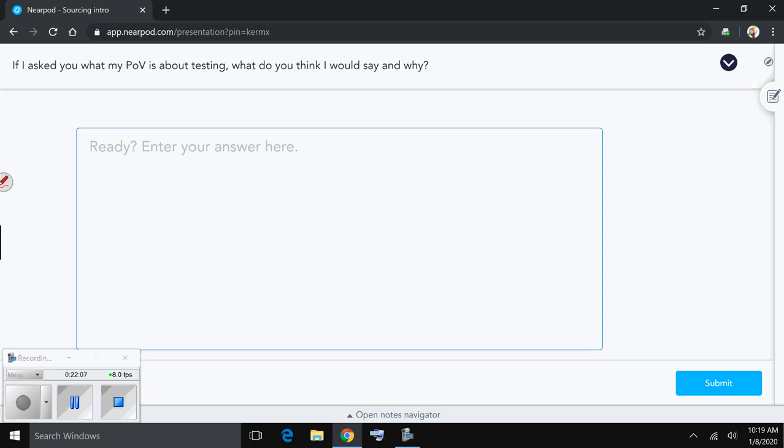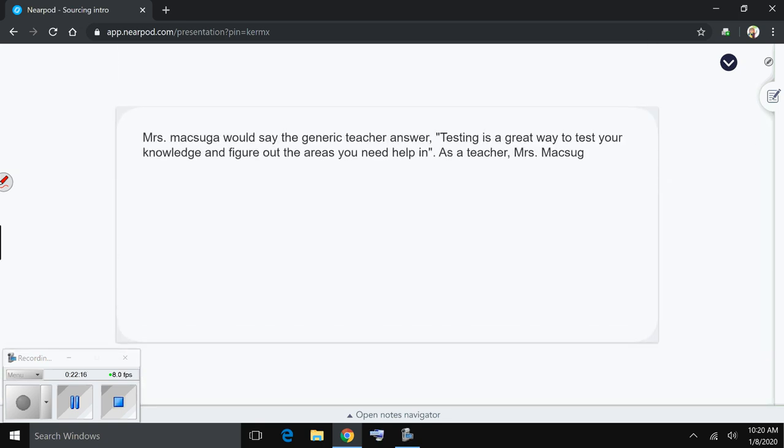Finish up. Mr. Suga would say the generic teacher answer, testing is a great way to help test your knowledge and figure out the areas you need help in. As a teacher, Mr. Suga would see the progress of his students and help them in the areas they need help with, saying that generic answer will make test taking seem more important than it actually is. Ooh, but you probably get it. All right, let's go to the next thing.